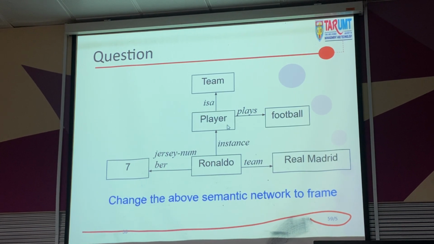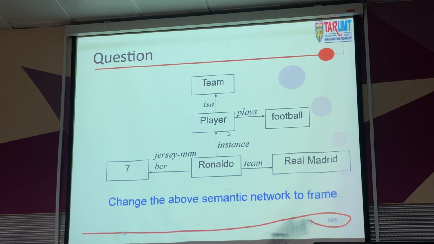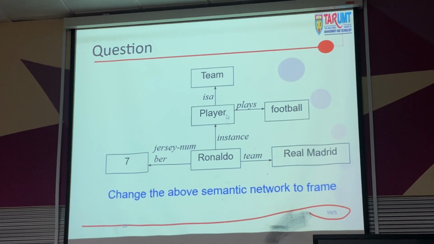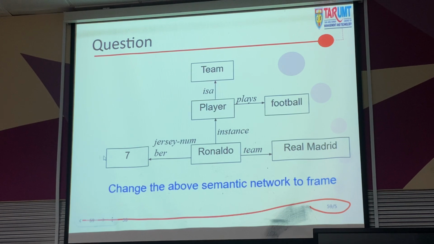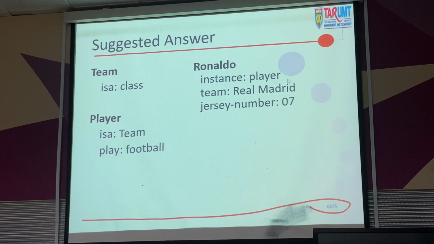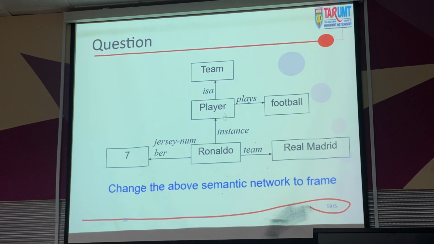You have to identify how many concepts are joined with the keyword is or instance. In this map here, you have 3 concepts: team, player, and Ronaldo. They are joined with the keyword instance and is, so we can create 3 frames: team, player, and Ronaldo. Since they are connected with is and instance, we know that there are 3 frames.